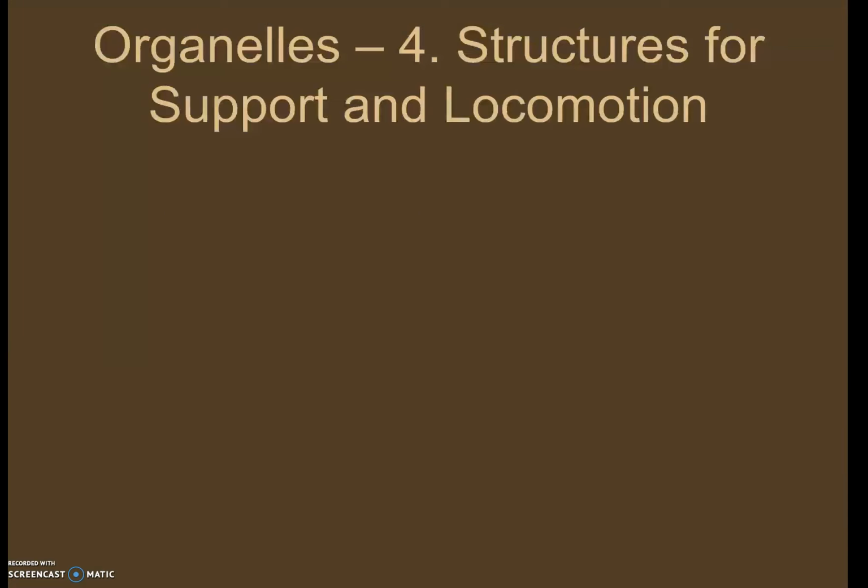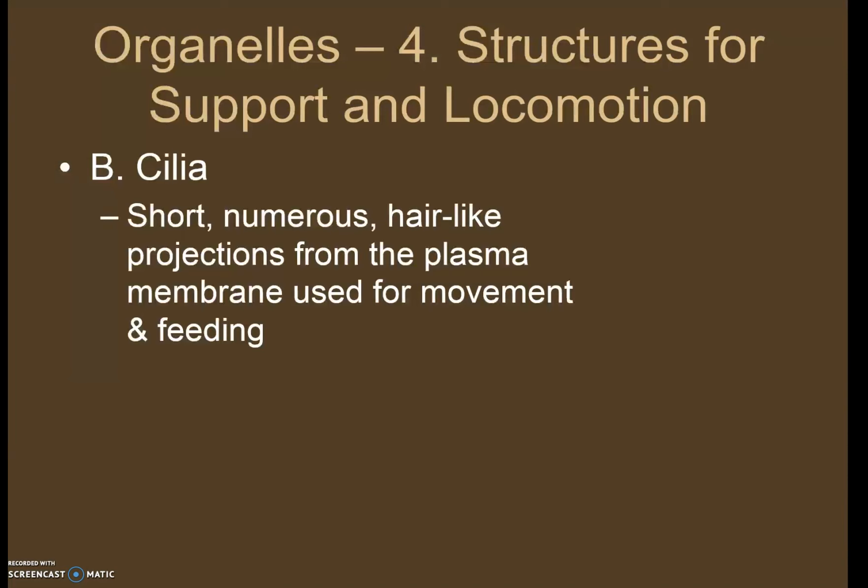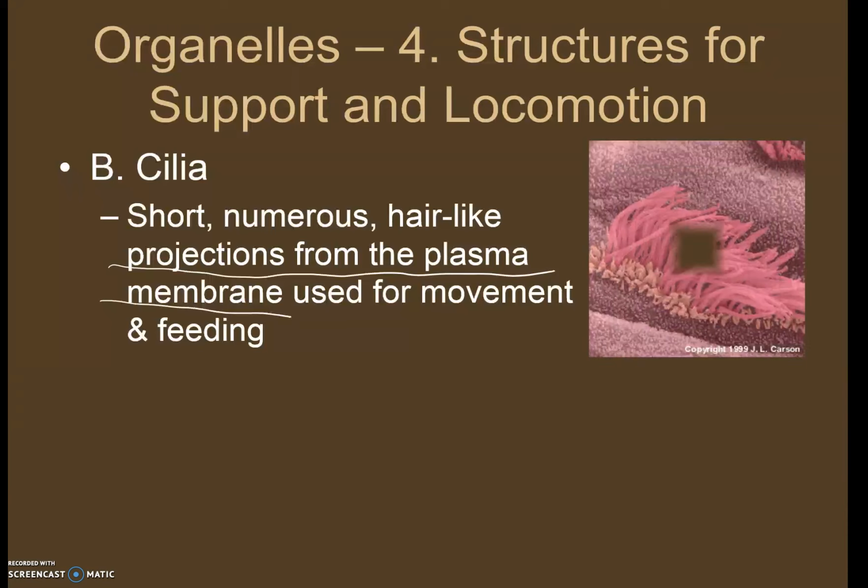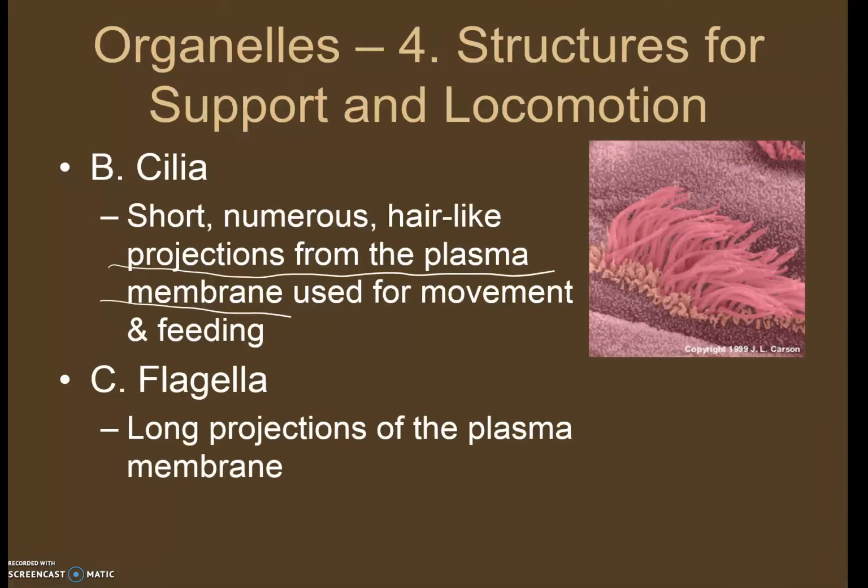Next, we're going to talk about the structures for locomotion. We have cilia. Cilia are short, numerous, hair-like projections of the plasma membrane. So notice that, projections of the plasma membrane. It's not actually a separate structure. It's just a part of the plasma membrane. If a cell has cilia, there are usually lots of them, and they move in a synchronized wave-like motion. A flagellum, usually a cell is going to have 1 or 2, and it kind of looks like a tail, but again, like the cilia, it's a projection of the plasma membrane. It is not a separate structure.